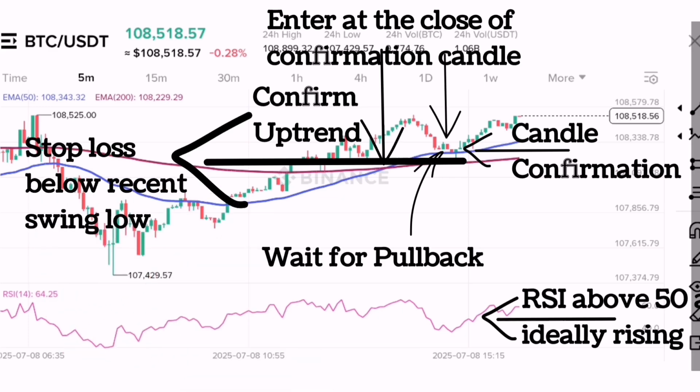Step 7. Take profit, TP, aim for 1 to 1.5 or 1 to 2 risk to reward ratio. Adjust target based on nearest resistance or previous high. Example: entry at 1.2000, SL at 1.1985, 15 pips risk. TP at 1.2025, 25 pips reward.